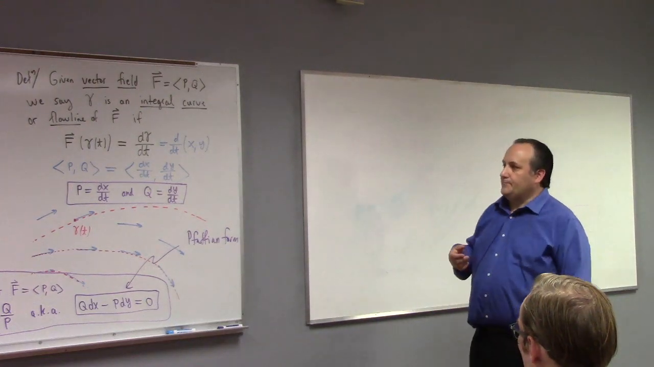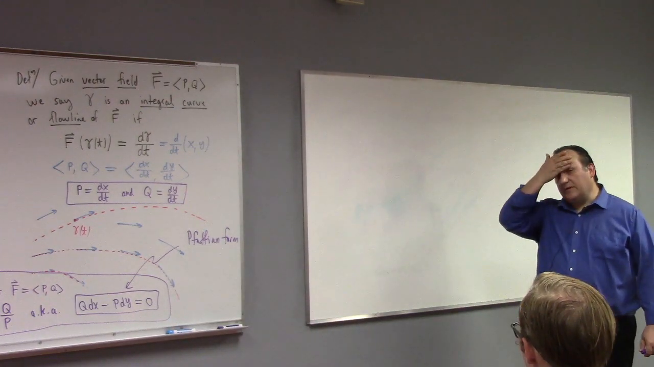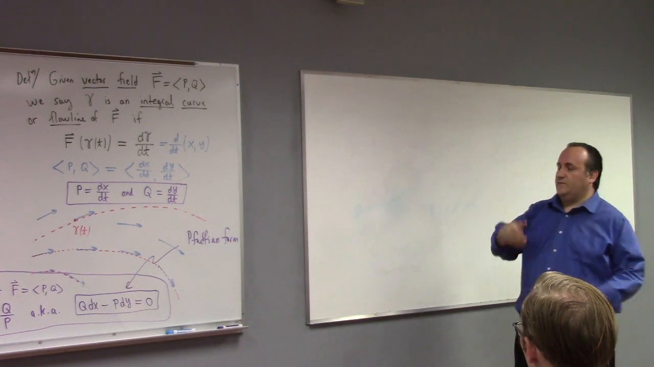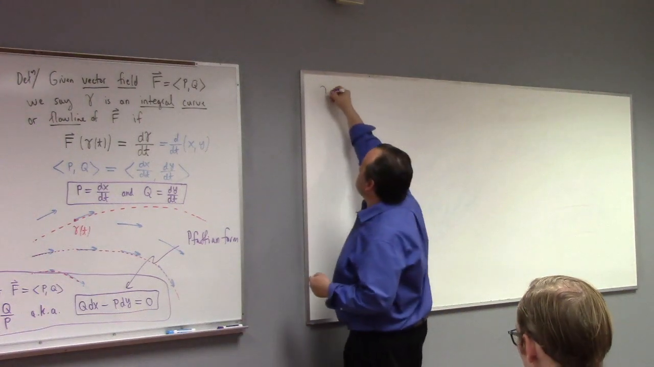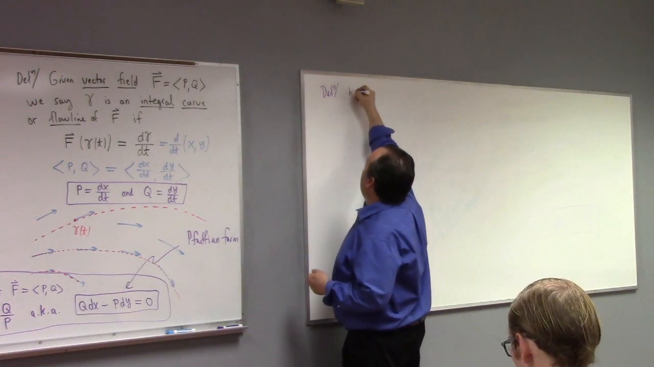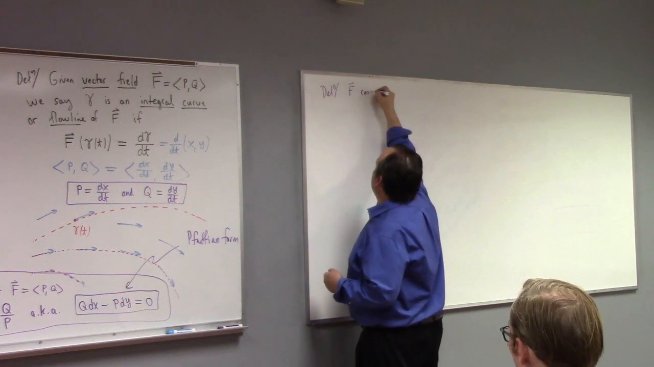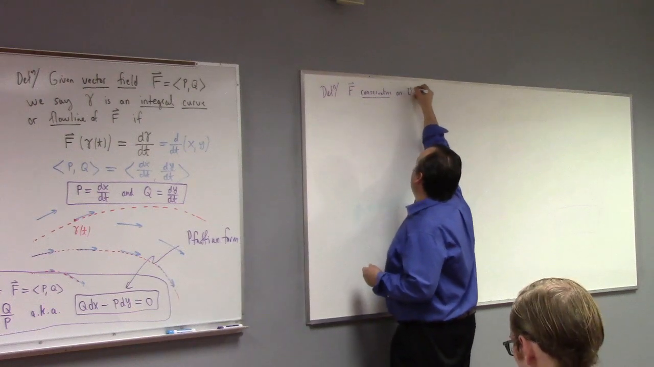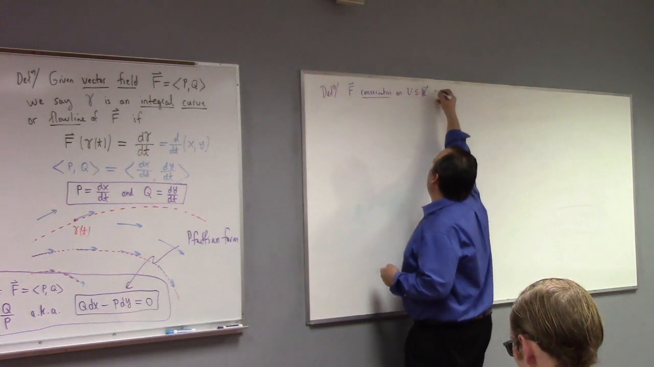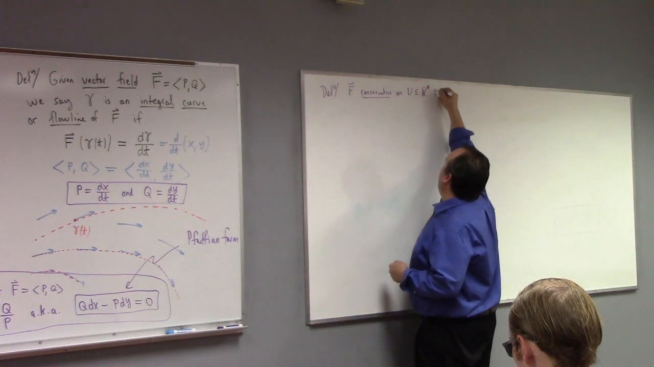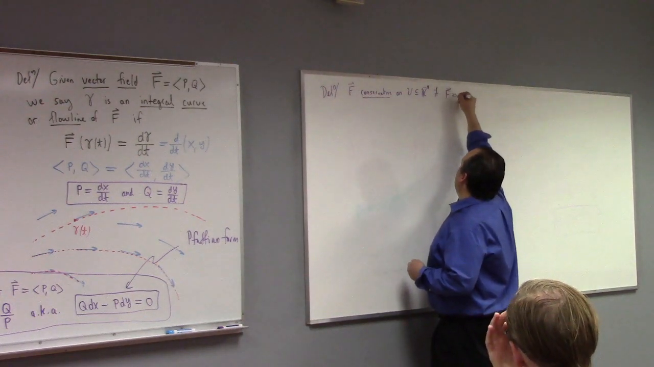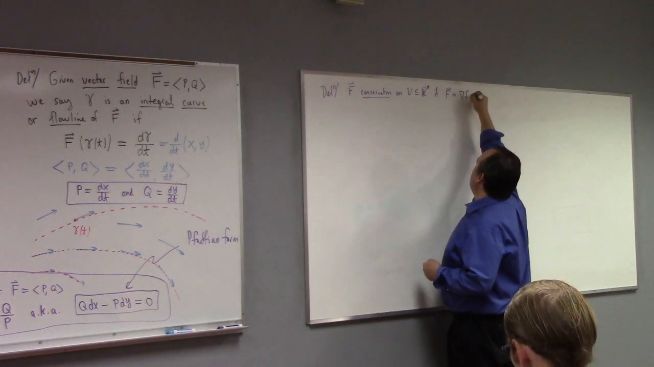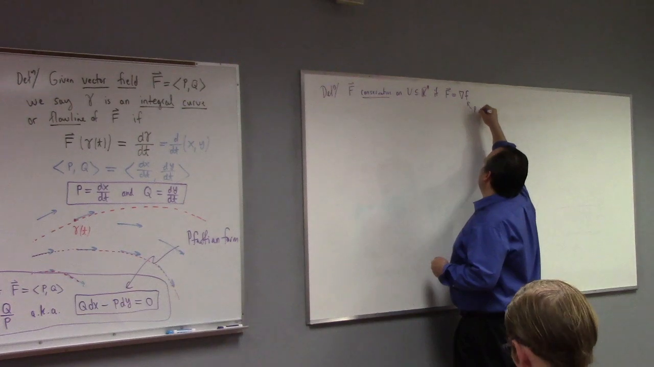So to understand conservative vector fields, really we need to understand from the perspective of a couple things. Definition. F is conservative on U, a subset of Rn, if F is the gradient of some potential function f. So here this is the so-called potential function.